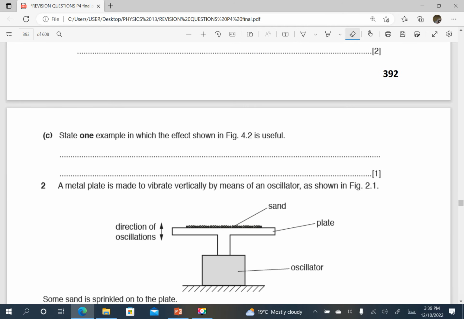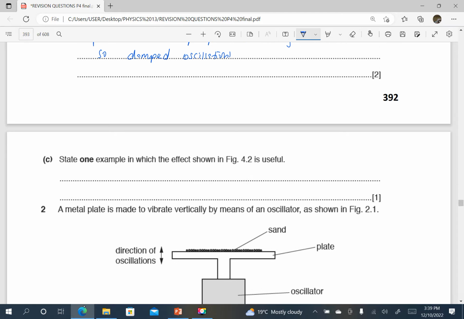State one example in which the effect above is useful. Of course, resonance is very useful in many effects. Number one, you talk about magnetic resonance imaging. Number two, we talked about microwave oven cooking. Number three, you can talk about tuning circuits. Resonance is useful in tuning circuits of TVs and radios.